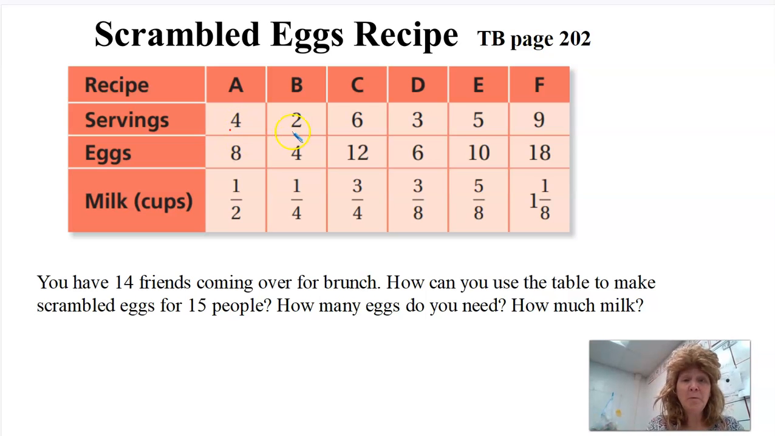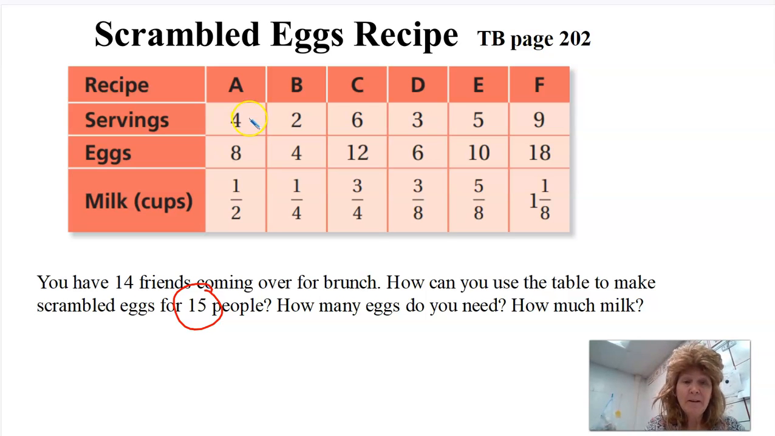To go from 4 to 2, I divided by 2, but it makes sense that if you're looking at the total number of servings, you could add those together, right? So I'm looking for all the different ways. Even though there's 4 friends coming over, some people eat a lot, so I'm going to make scrambled eggs for 15 people. So I'm trying to find some combinations that are going to add up to 15.